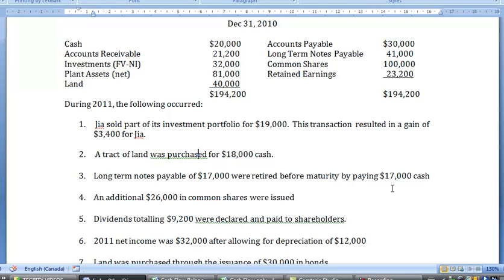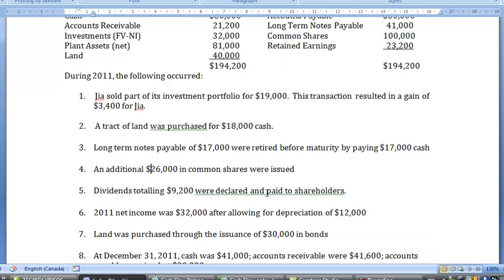We also had a tract of land that we purchased for $18,000, so we know our land account balance is going to go up by at least $18,000. We also know that we had long-term notes payable of $17,000 that were retired, so this number, $41,000, because we retired $17,000 of them during the year, should go down by $17,000. We also issued $26,000 more in common shares in the following year, so we know the common share balance will have gone up from $100,000 by at least $26,000, right?